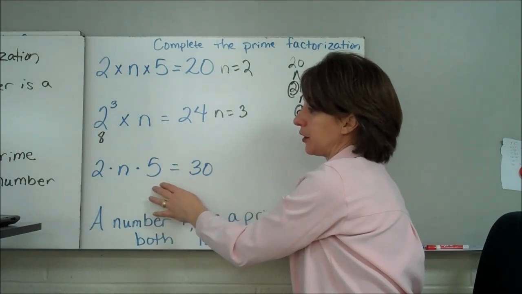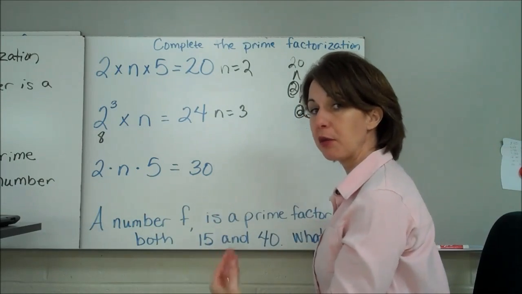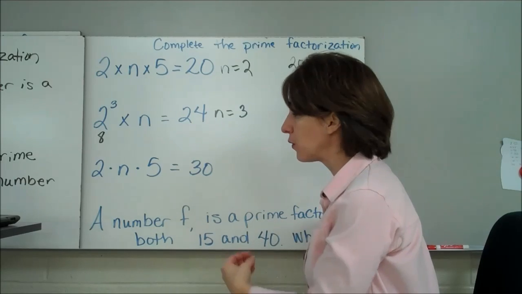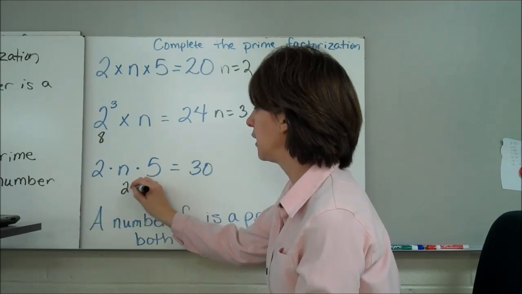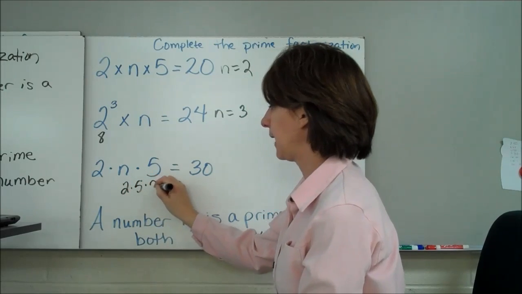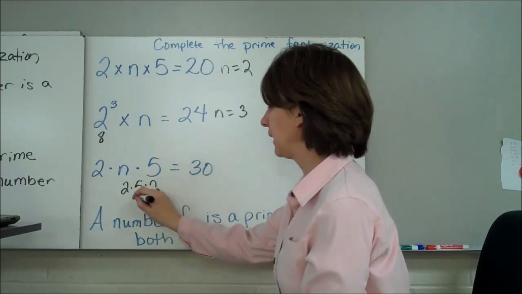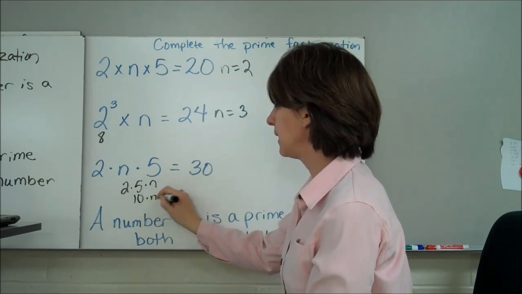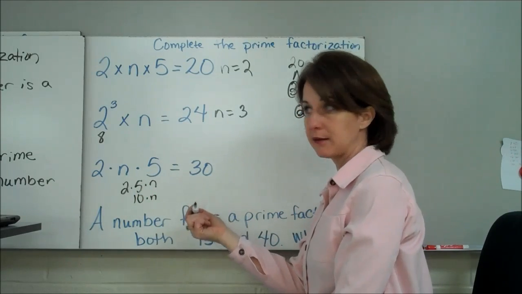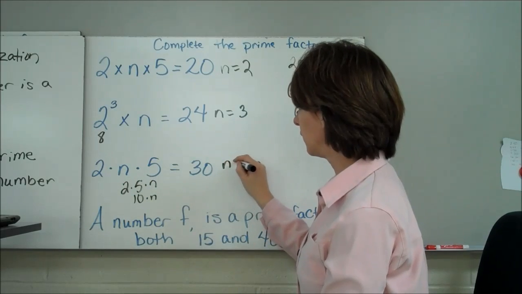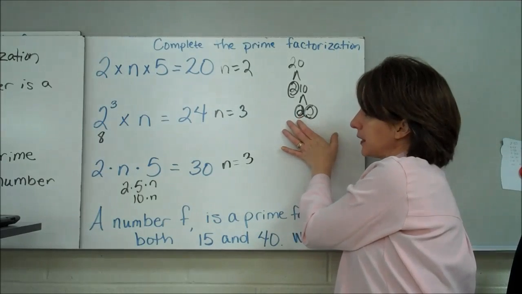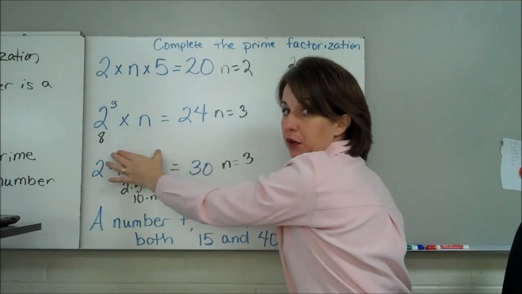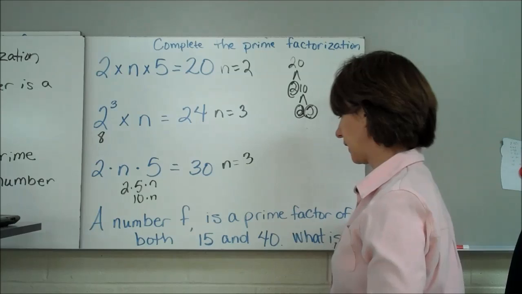This one I could combine because the commutative property says that I could change the order to simplify the expression. So what if I did 2 times 5 times n? Well, this would simplify to 10 times n, and 10 times n equals 30, so n must equal 3. So yes, you can do the prime factorization, or you can use the commutative property to solve for n.